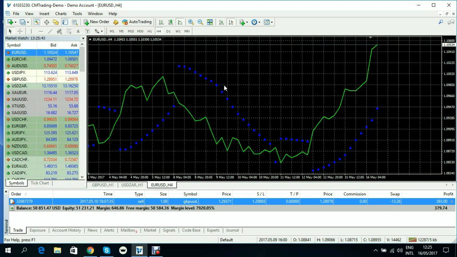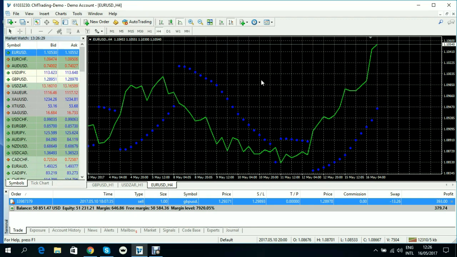Alright, so basically that is how you place a trade on the parabolic SAR. Let me take it once again. This strategy works. This indicator serves as a strategy as well.